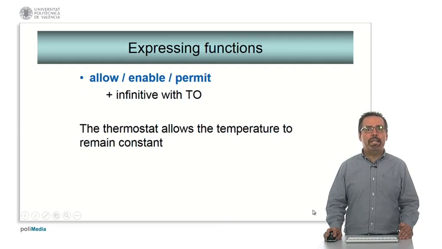Now we're going to see the expressions to describe functions. The first family is that of the verbs allow, enable, or permit. They are followed by infinitive with to. This is important. Here we have a typical example. The thermostat allows the temperature to remain constant.